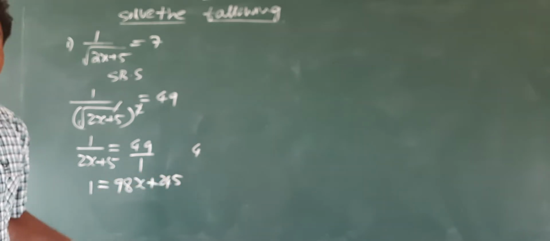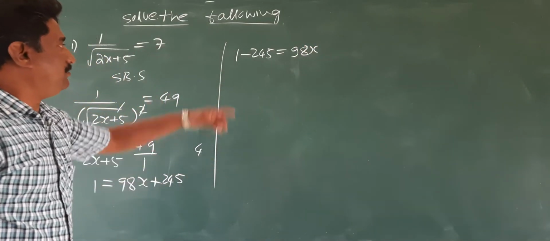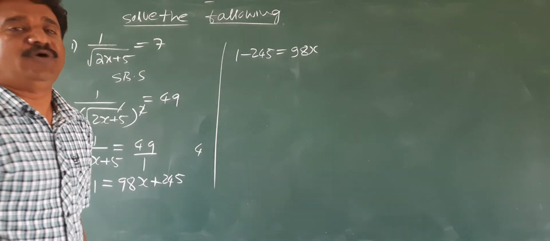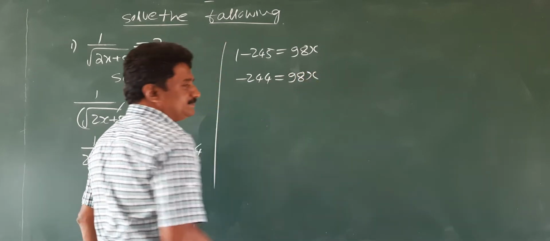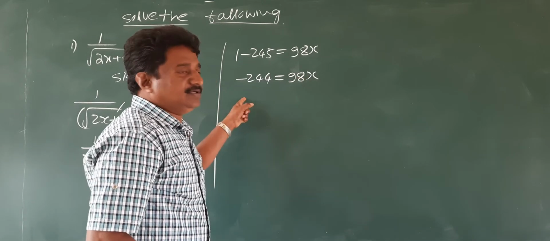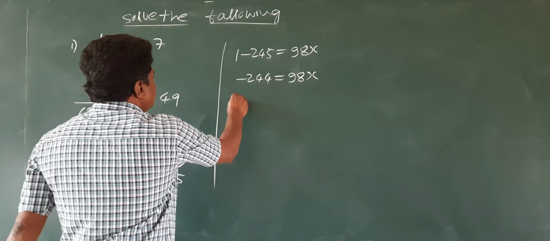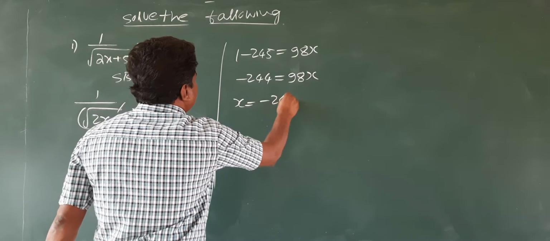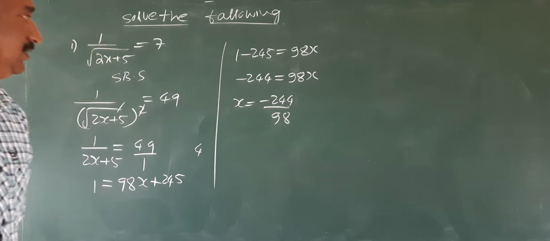From this you find the x value. Bring the 245 this side. So 1 minus 245 is equal to 98x. How much is 1 minus 245? It is minus 244. Minus 244 is equal to 98x. Bring the multiple of x, 98, down. So x is equal to minus 244 by 98.